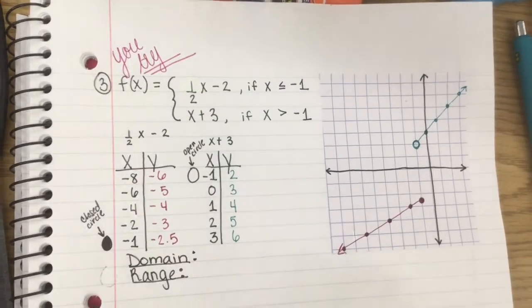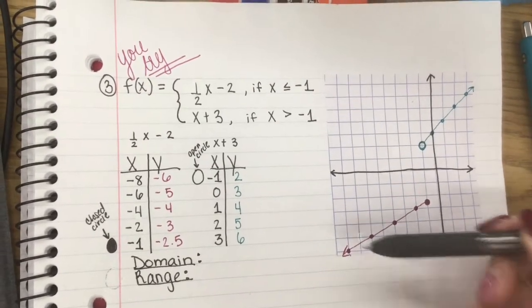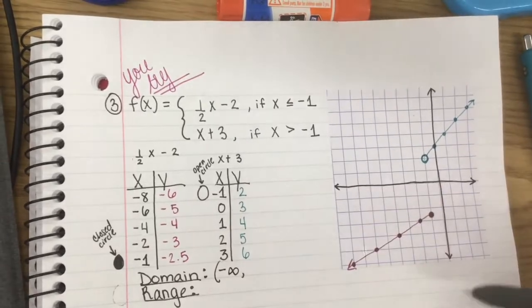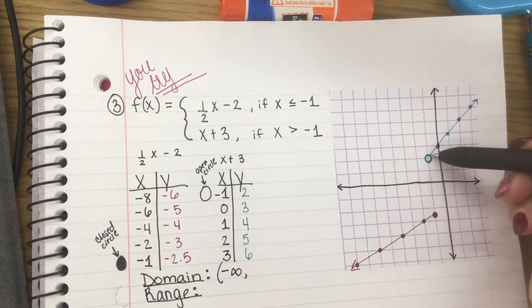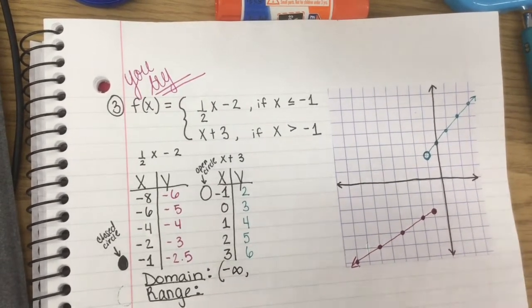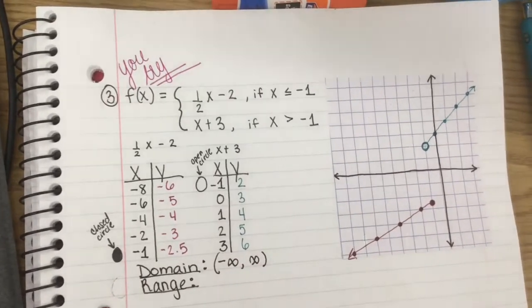As always, we read our domain from left to right, just like we're reading a book. As we come from the left, the first value that we get to is that arrow pointing to the left towards -infinity. And as we go towards the right, we do have a break in this graph. But as you can see, the graph does continue with all of the x values to the right. So we will end our domain at +infinity.